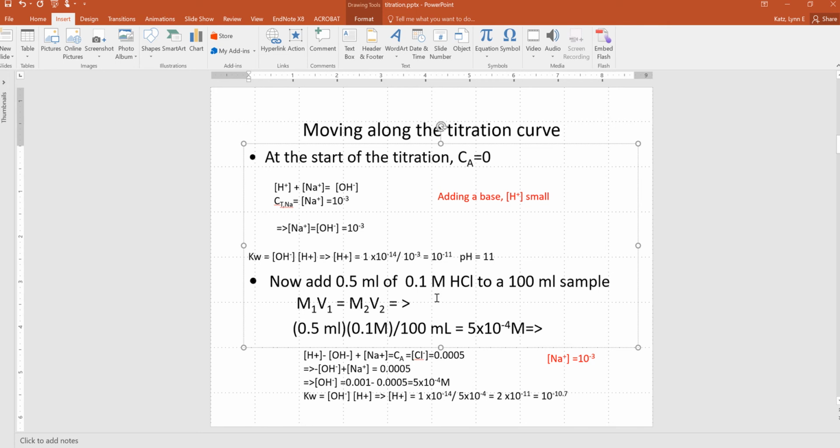Moving on, we have 0.5 milliliters of 0.1 molar hydrochloric acid added to a 100 ml sample. The first thing we need to do is figure out what concentration of acid we added. So we use M1V1 equals M2V2. Rearranging to solve for M2, which is the concentration of acid we're adding, gives us the volume of 0.5 milliliters times the concentration of 0.1 molar divided by the 100 ml sample. We assume that the addition of the acid is negligible, so we just use the 100 milliliters, and we end up with a concentration of 5 times 10 to the minus 4 molar for M2, which is our concentration of acid.